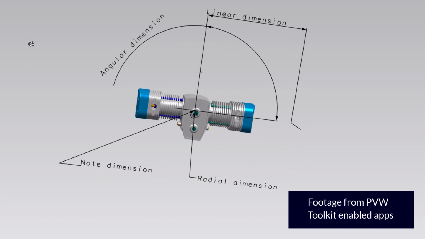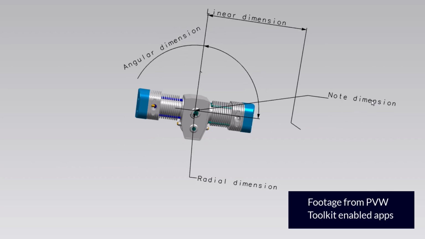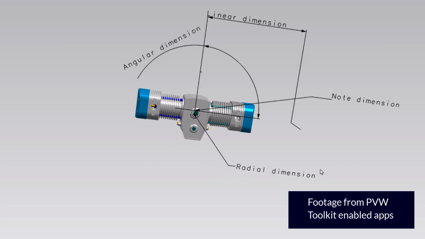The toolkit also provides the dimension class, which is used to create in-scene annotations that will display the results of our measurement computations. Dimension allows developers to create several types of annotations, such as angular, linear, note, and radial. Dimensions are interactive and can be dragged in the viewer.